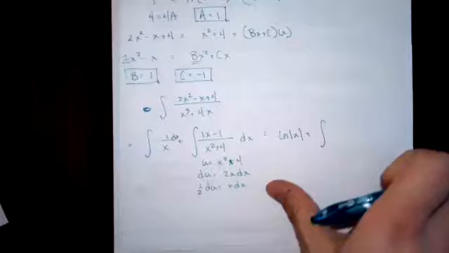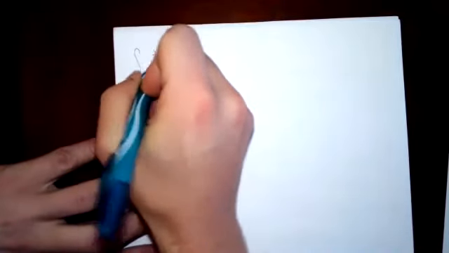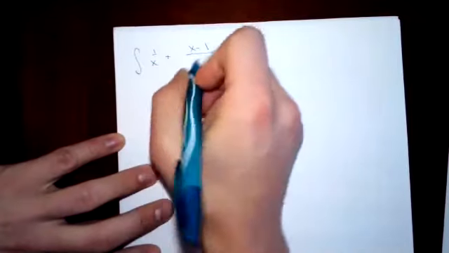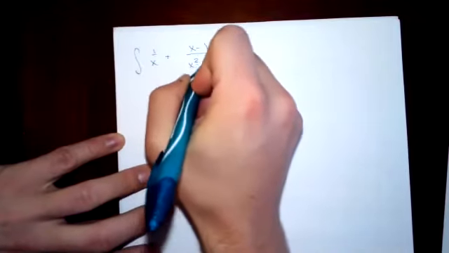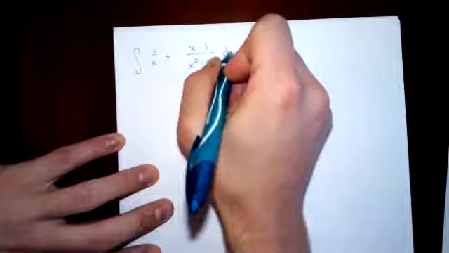Let me rewrite that. This is the perils of not using a chalkboard, right? I got to rewrite everything instead of erasing. So let's rewrite that. What did we have? We had our integral of 1 over x plus, we had x minus 1 over x squared plus 4 dx.